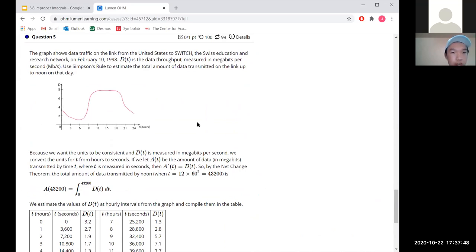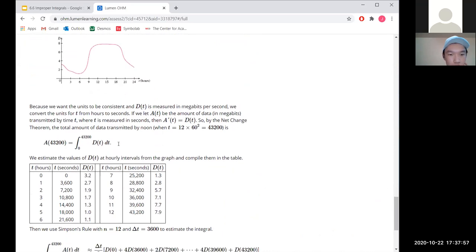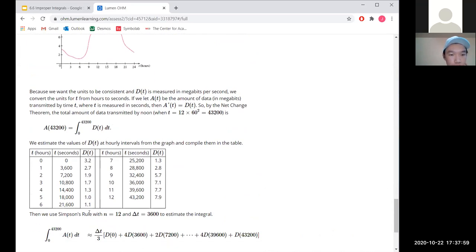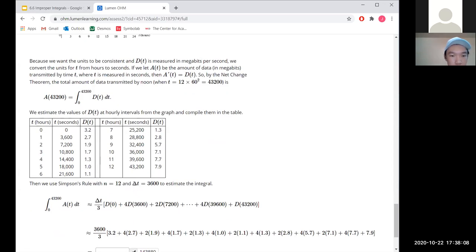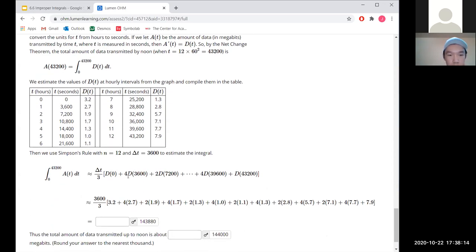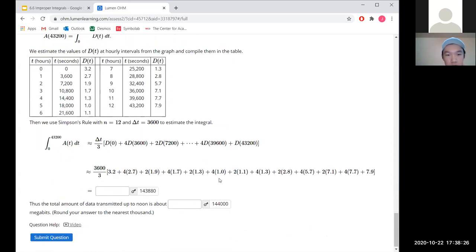The graph shows data traffic on the link from the United States. I don't think any of this matters. Here's a graph. They want you to use Simpson's rule with 12 subintervals. And they already gave you that delta t is 3600. Okay, well, it seems like they gave you all the numbers already. You just need to plug all this into a calculator and get the answer.